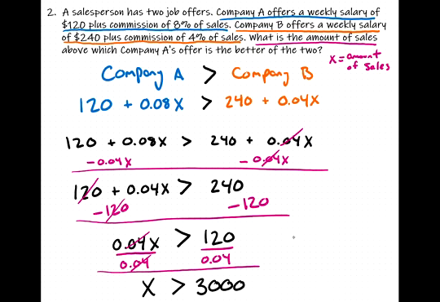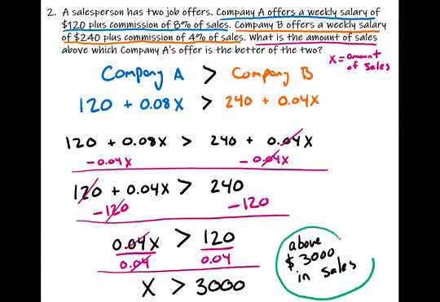So for what amount of sales would company A's offer be better? Well, anything above $3,000 in sales. And again, it's an inequality, so it has infinitely many answers. If your sales are 3,100, A is better. 3,200, A is better. 4,000, A is better. 10,000 in sales, A is better. So there's a range of possible answers, anything above 3,000.